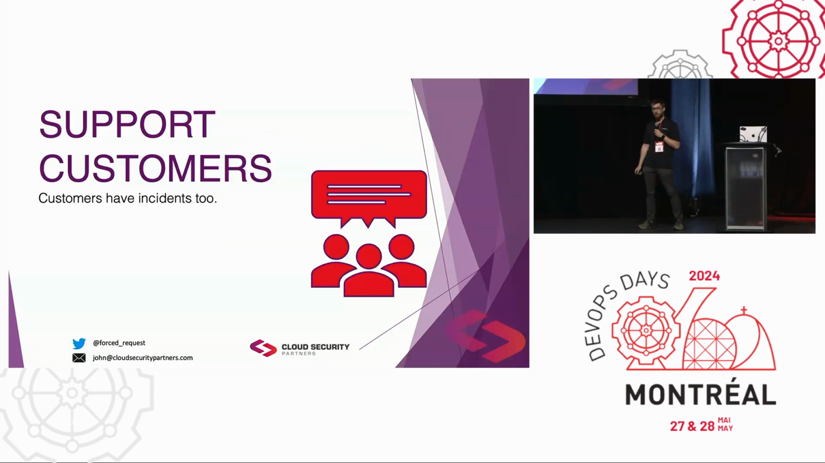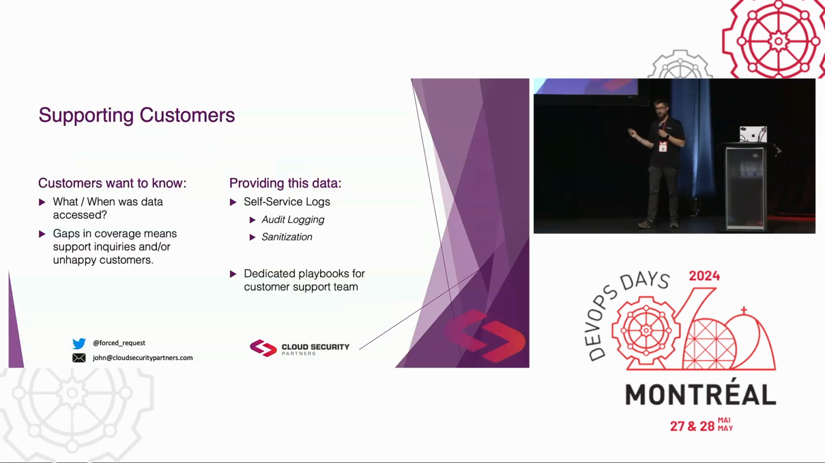And always keep in mind, you got to support your customers. That's why we're here. And customers have incidents too. So when a customer has an incident, they're going to have some questions. So let me frame this in a particular way. GitHub has integrations. We had personal access tokens, GitHub apps, OAuth apps, many ways that our customers could integrate with us, and also many ways that a customer could lose their own credentials.